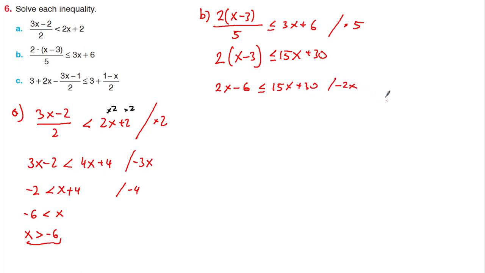We will subtract 2x. If just in case you want to perform two operations at the same time, we can subtract also 30. So what do we get on this side? Negative 6, negative 30. It will be negative 36. On the other side, 15 minus 2 makes 13x. Divide both sides by 13, and we get negative 36 over 13 is less than or equal to x, which we can rewrite it something like this.